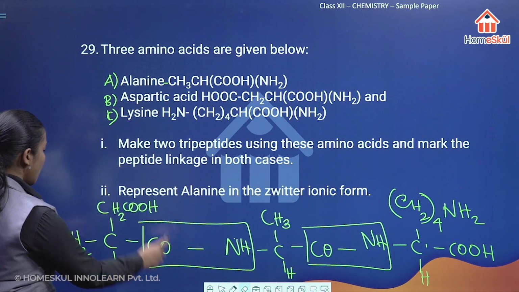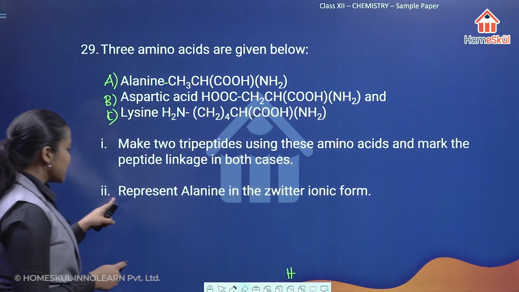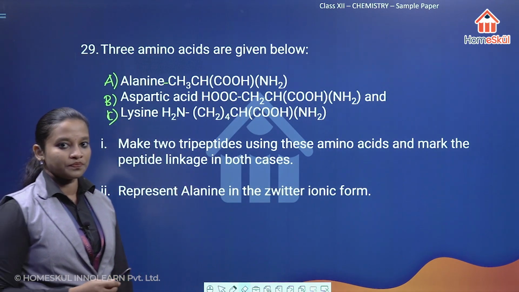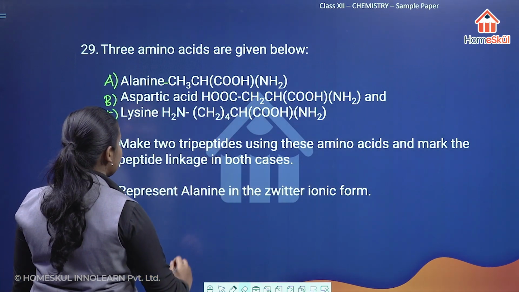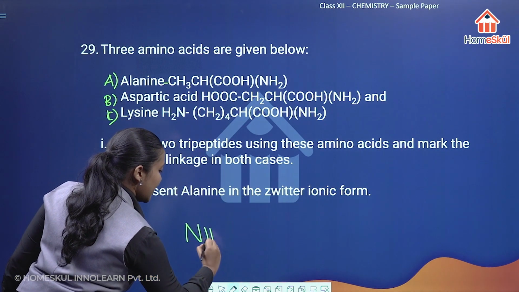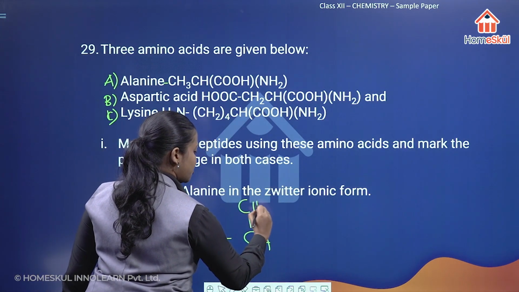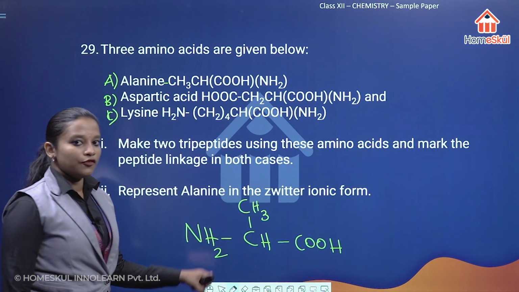Okay, now moving on to the next question, we have to answer the second question here. Represent alanine in the Zwitter ionic form. So for that, we have to write the formula of alanine. You already know that NH2 CH CH3 COOH is the formula of alanine.